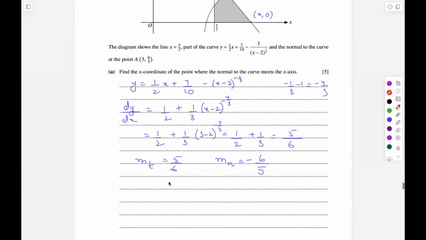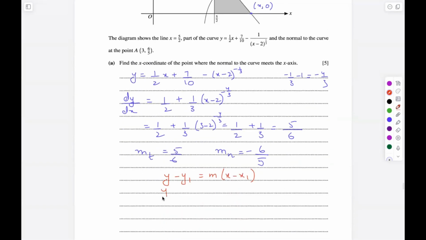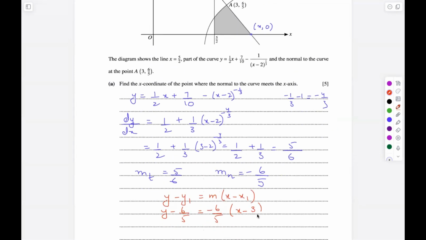Now forming the equation of the normal, which will be formed using the formula y minus y1 equals to m into x minus x1. So the y1 value will be 6 upon 5. So we'll write y minus 6 upon 5 equals to, the gradient is minus 6 upon 5. So this will be minus 6 upon 5 into x minus the x1 value will be 3.